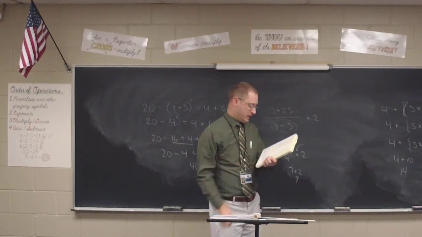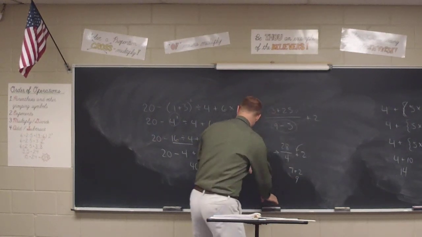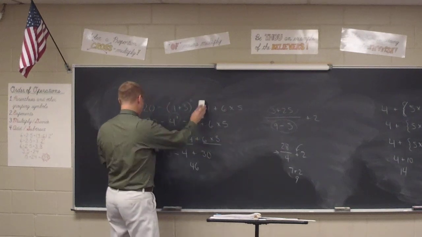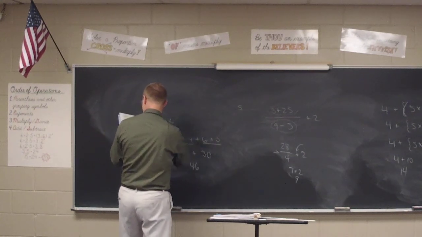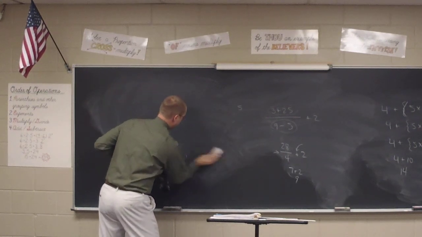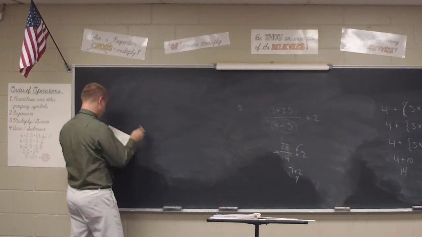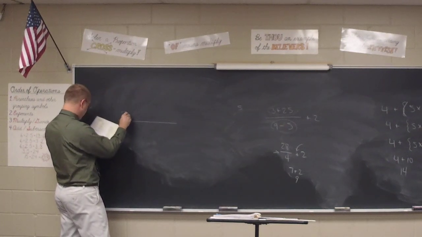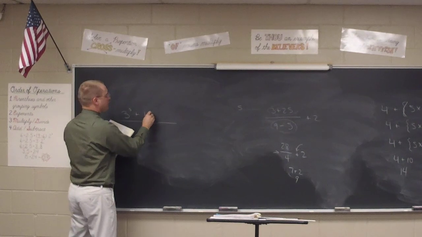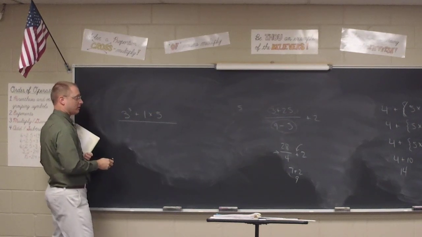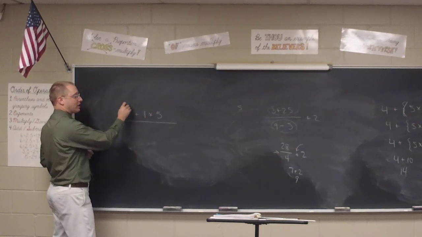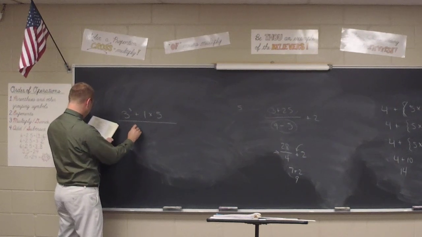So, look at the next example. In that numerator, we have a 3 squared plus 1 times 5. In the denominator, we have a 24 minus 2 cubed. And we have to take care of everything in the numerator first, but which of these things do we do first in the numerator, class? The exponent. So the 3 cubed becomes 27.